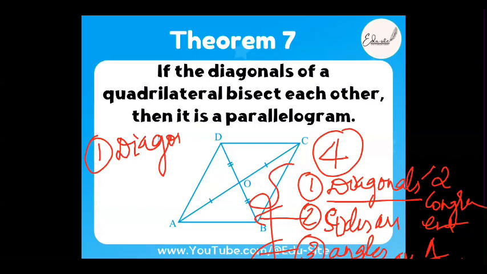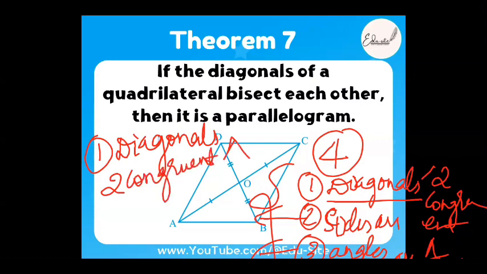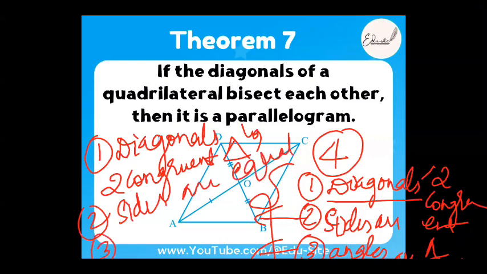Laiba, repeat. Diagonals divide the parallelogram into two congruent triangles. Excellent. What is the second theorem, Laiba? The sides of the parallelogram are equal. What is the third theorem, Laiba? The angles of the parallelogram are equal.